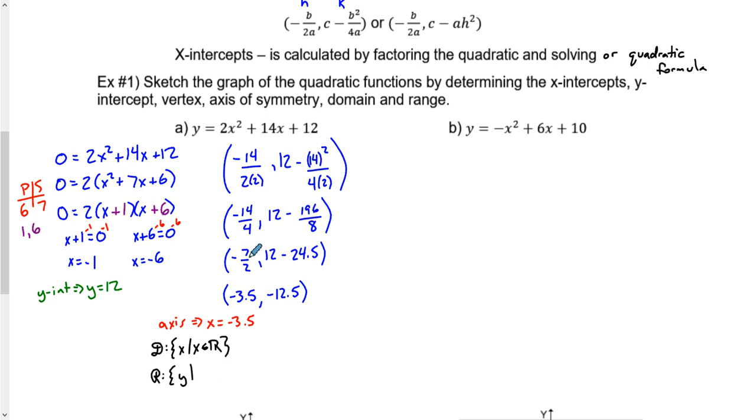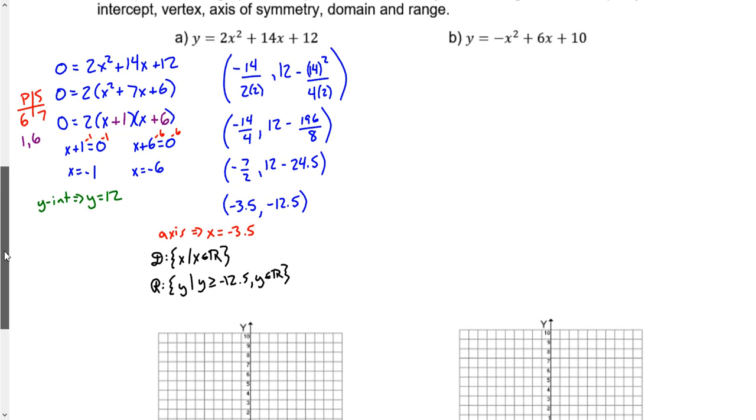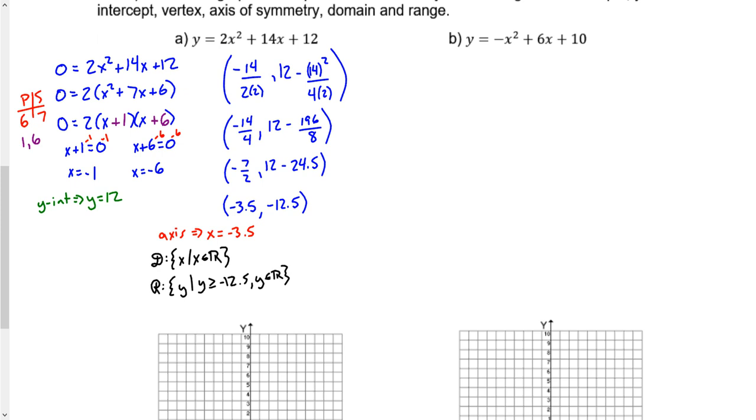Now let's look at it. Our a value is positive, which means it's going to be going up. So it's going to be our y values that are greater than or equal to the y value of our vertex, negative 12.5. Of course, y is still being an element of the real numbers, but we're still good there. Now we can identify and do a few more things here. Now, even though this vertex is a little bit off the graph, it can still be done.